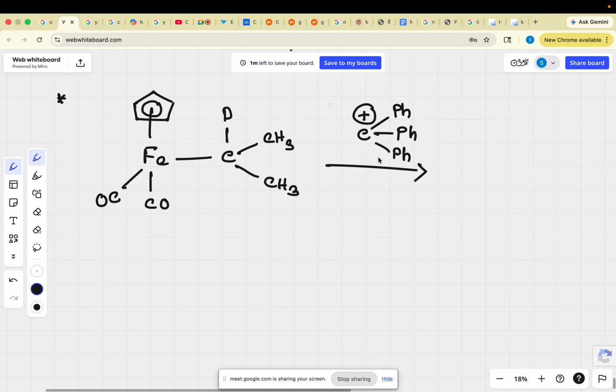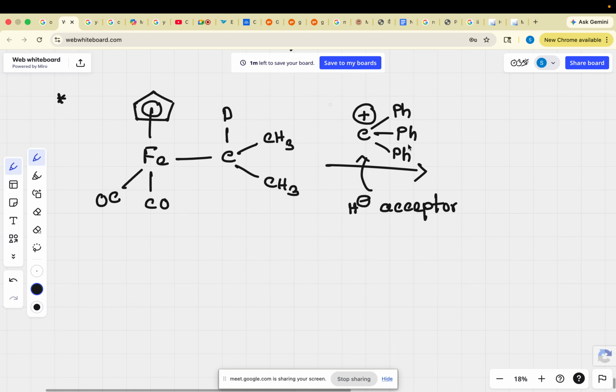So basically this is a carbocation you have. If you have a carbocation, that means any negatively charged species will attack this carbocation, right? This is a very stable carbocation because you have 3 phenyl rings. So basically this is an H minus acceptor. This carbocation is actually highly H minus acceptor.